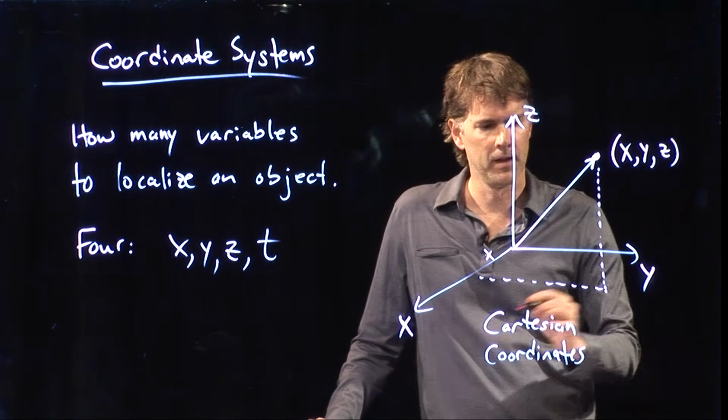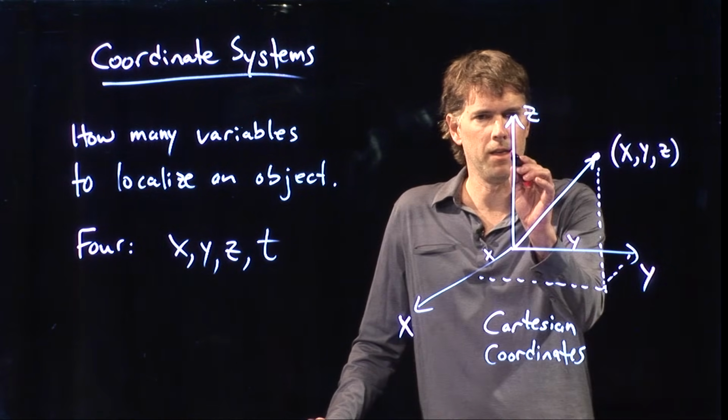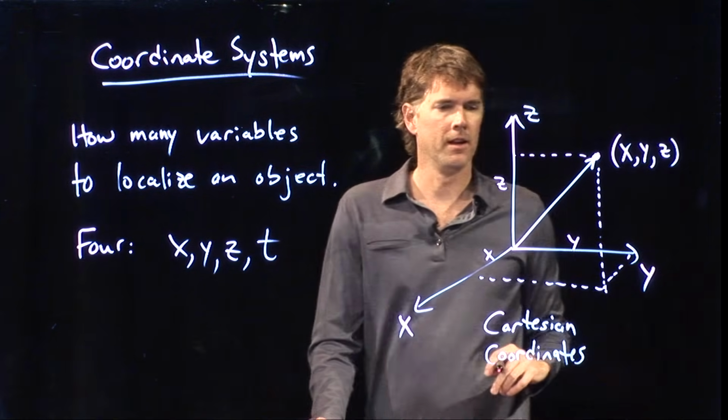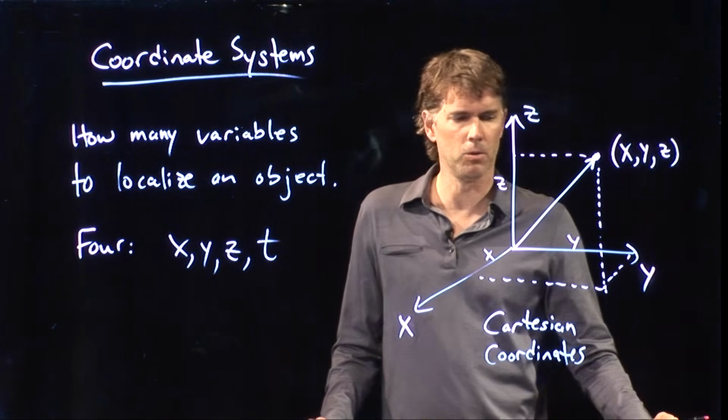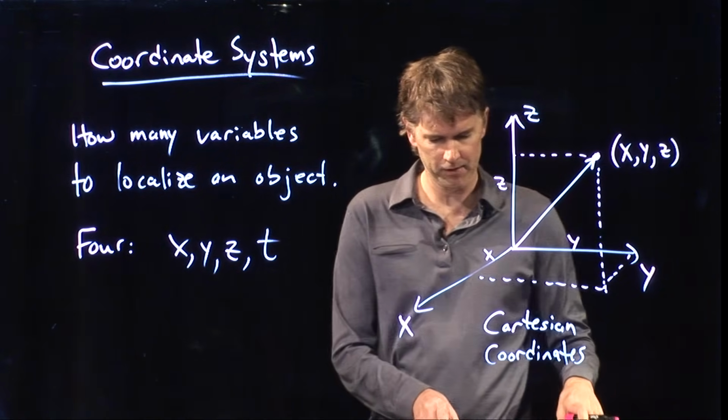Okay, when I drop the projection of this down onto the plane, this right here is the particular x value. This side is the y value, and then of course, how far up you go on the z-axis, that is the z coordinate. Okay? So that would localize this thing in space.